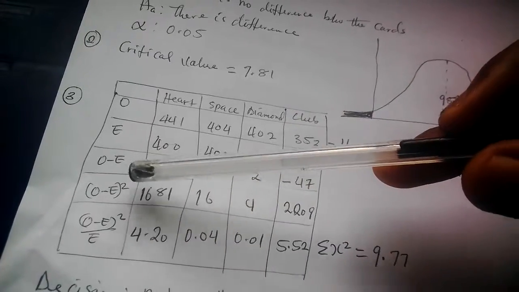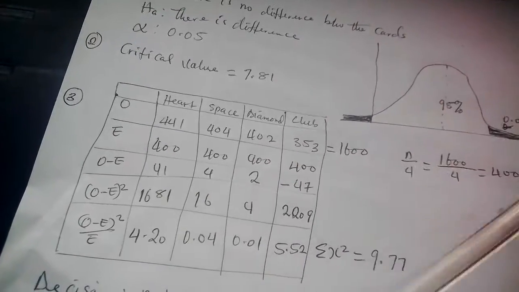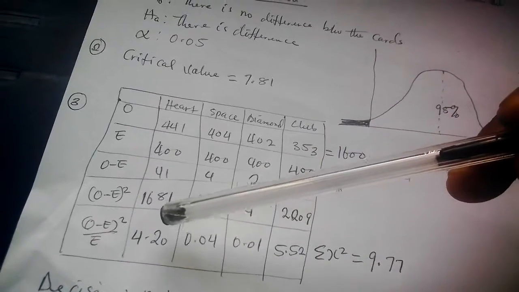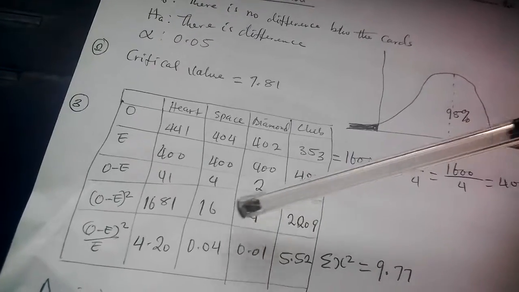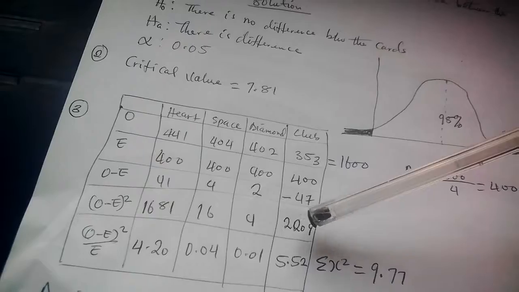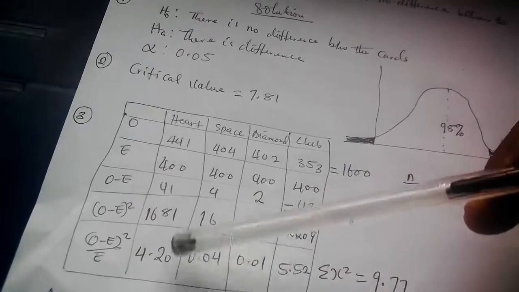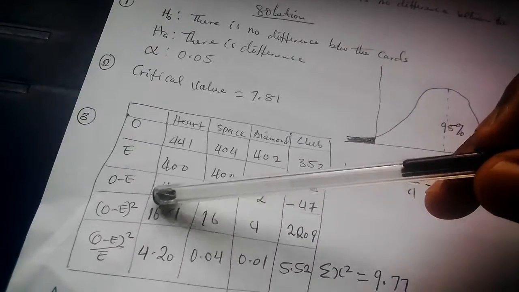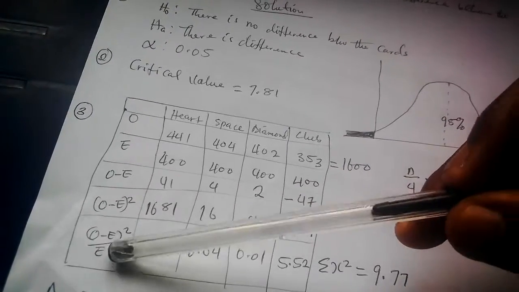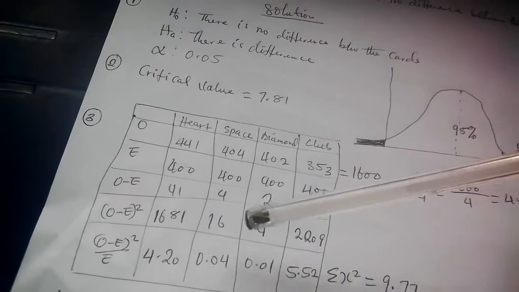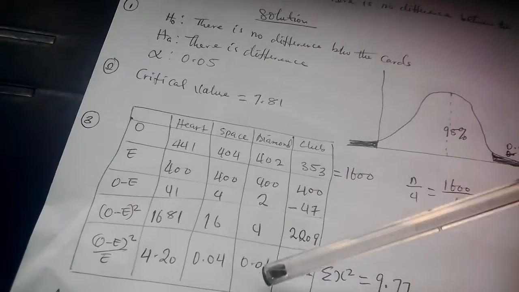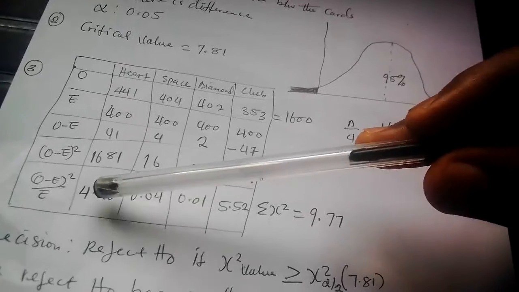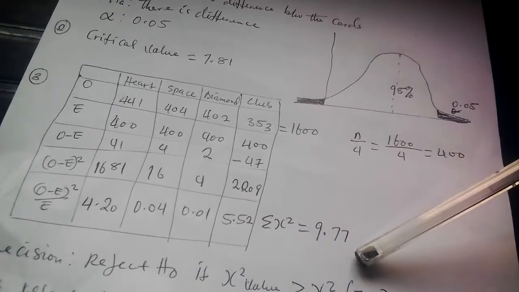Now you are going to square the values. 41 squared gives you 1,681. 4 squared gives 16, 2 squared gives 4, and minus 47 squared gives 2,209. So we're going to divide by the expected, which you know is 400. So 1,681 divided by 400, you get 4.20. Then from the 16, you get 0.04. Here we get 0.01. Here we get 5.52. Now, the summation of the chi values you just calculated gives 9.77.